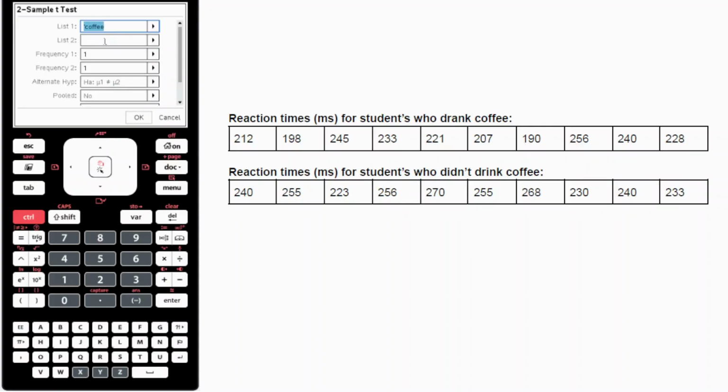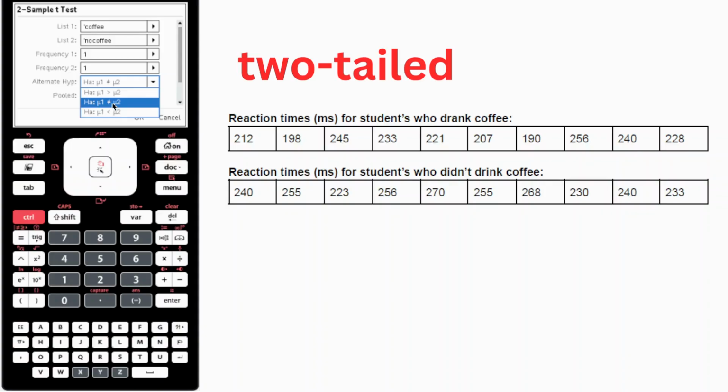Then list number 1 is coffee, list number 2 is no coffee. Frequencies are 1. And then there is this alternative hypothesis setting, and that depends on the question, what we are trying to investigate. Now, the question was: is there a difference between these mean values? So we will choose this one in the middle. This is called a two-tailed alternative hypothesis. So that's what we will choose. But you would have to be careful here to choose the proper one. It depends on the question. So now we choose this one.